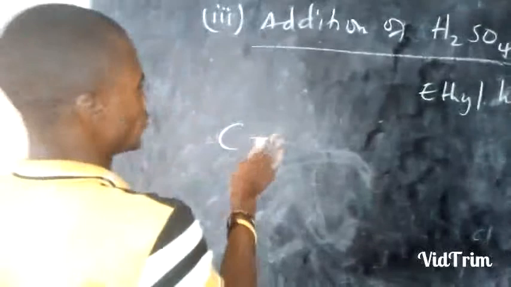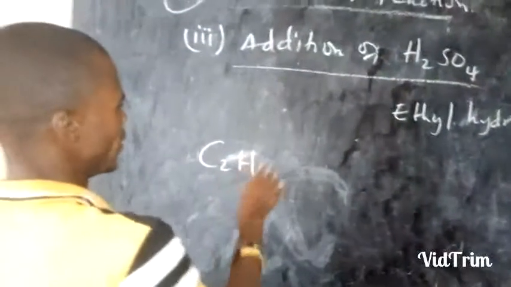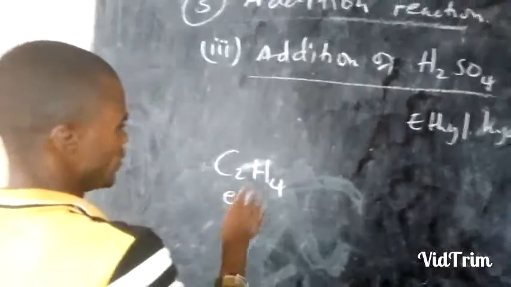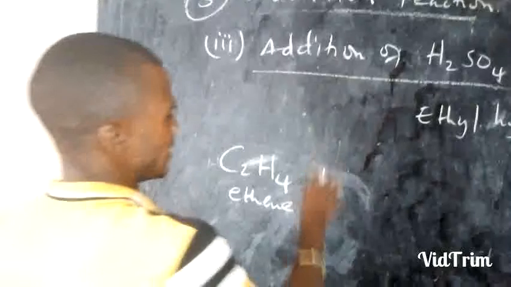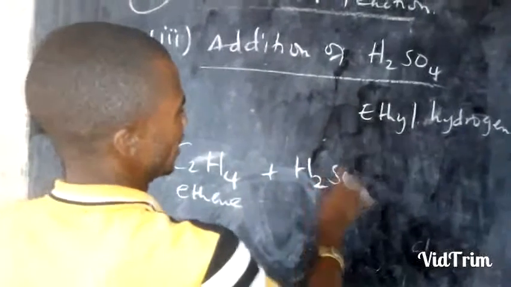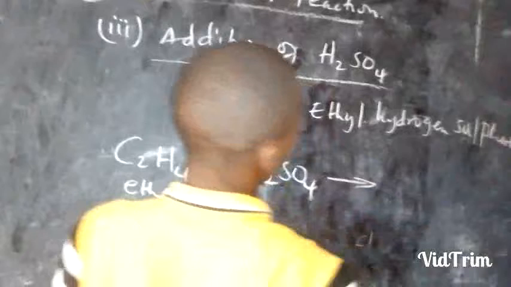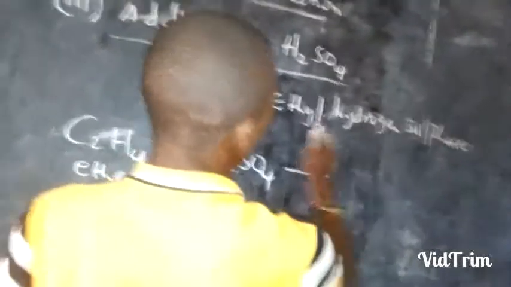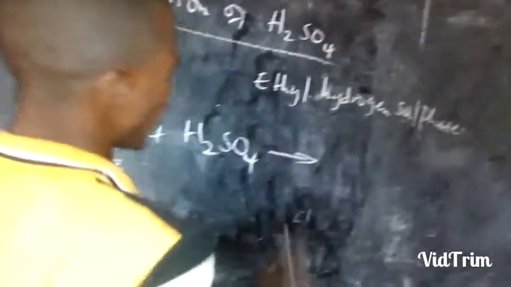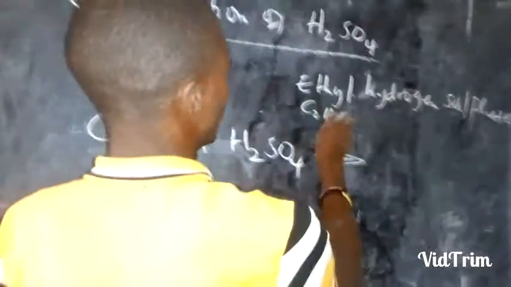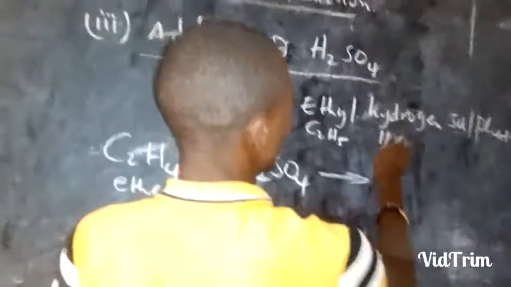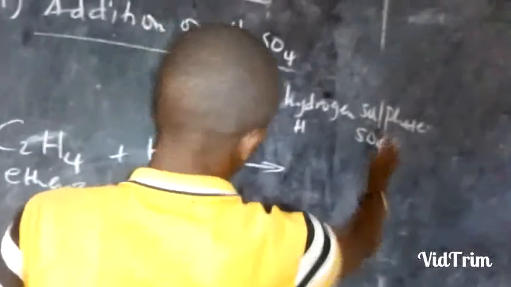Let us get the format here. I have got C2H4. This is ethene. We are adding that to H2SO4. When you add this one to H2SO4, we are forming a product called ethyl hydrogen sulfate. If you recall, we said ethyl is C2H5, hydrogen is H, sulfate is SO4. That is what you get.